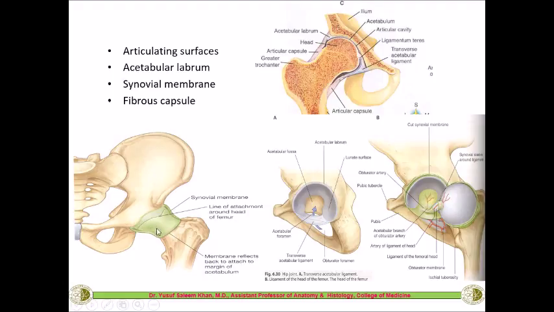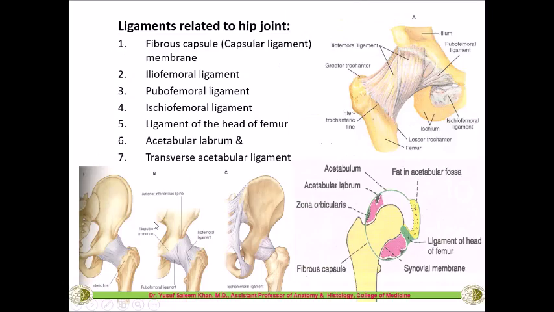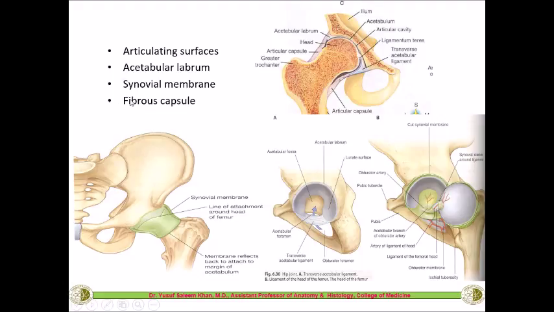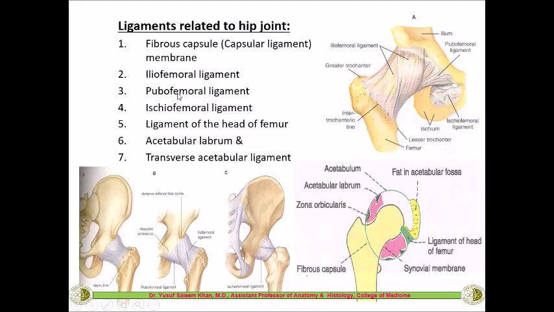Here you can also see the same synovial membrane covering the whole of the hip joint. You can see the line of attachment of this synovial membrane. Outside this will be the fibrous capsule. In this picture, you can see outside the synovial membrane is the thick fibrous capsule. So these are some of the important structures you are supposed to know in the hip joint: articular surfaces, the acetabular labrum, the synovial membrane, as well as the fibrous capsule.